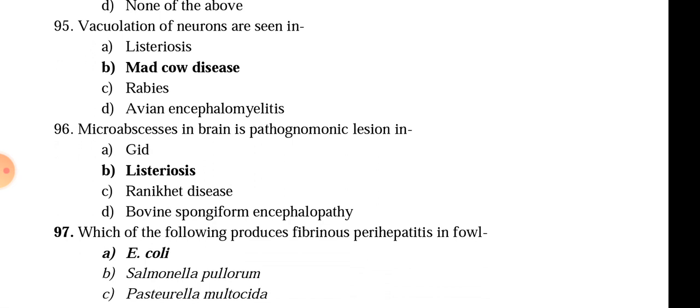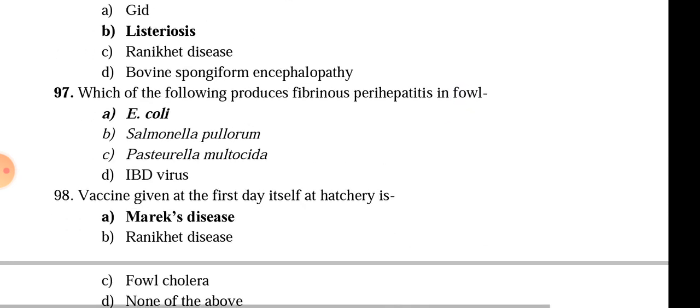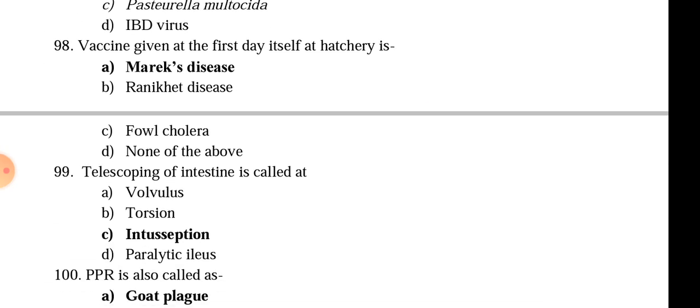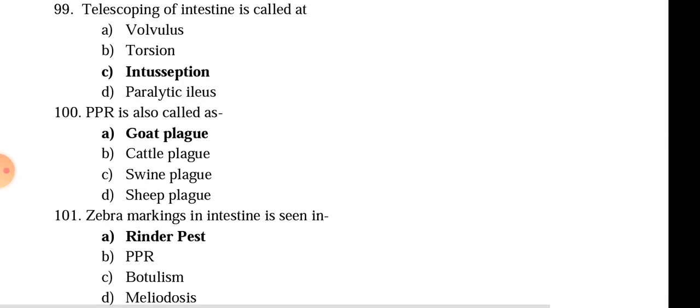Which of the following produces fibrinous perihepatitis in fowl? E. coli produces fibrinous perihepatitis in fowl. The vaccine given on the first day at the hatchery is for Marek's disease. Telescoping of the intestine is called intussusception. PPR is also known as goat plague. Zebra marking in the intestine is seen in rinderpest. Rinderpest has been eradicated from the subcontinent, Pakistan and India.